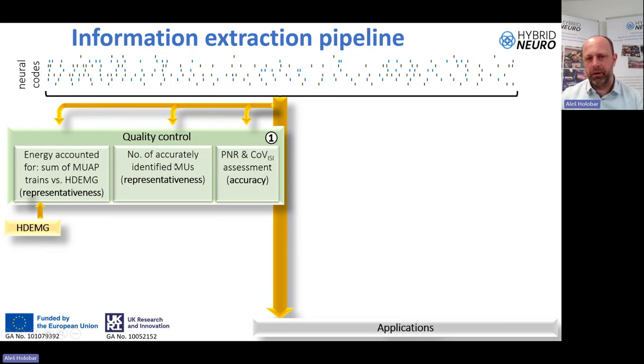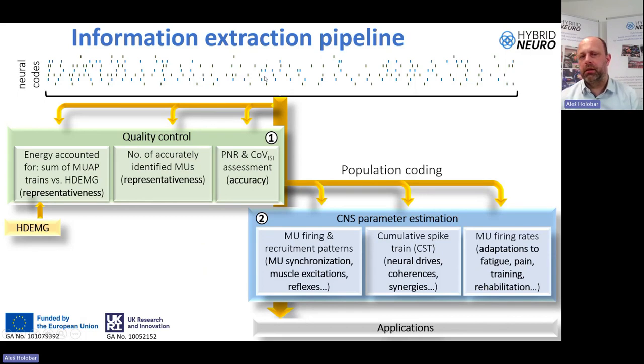So these are the quality control measures, and they need to be applied to the extracted neural codes in order to tell something about the quality of the physiological parameters that are being extracted from these neural codes. Once you get the neural codes, you can then estimate the motor unit synchronization, the motor unit excitation level, neural drive, coherence, synergies, adaptations to various interventions, fatigue or pain or training or rehabilitation or whatever you want. And of course, the quality of the extracted parameters will depend on the quality of the extracted neural codes. And this quality control is highly essential, also in the statistical modeling of the results.